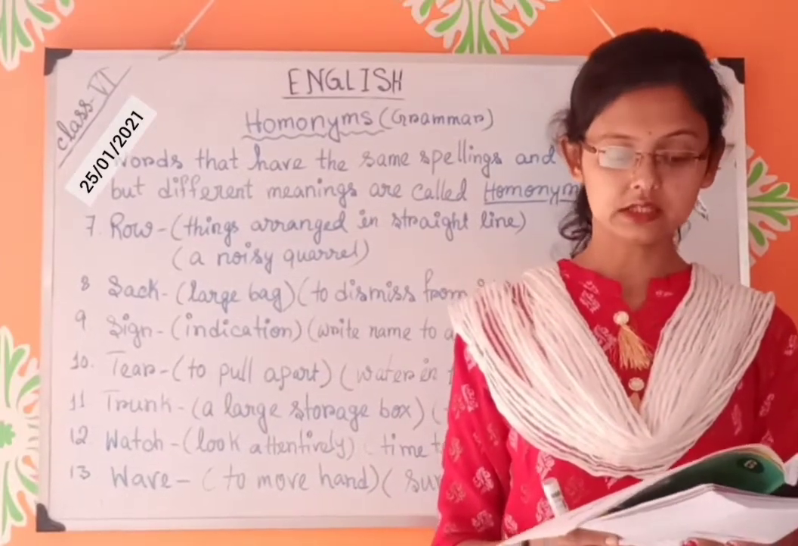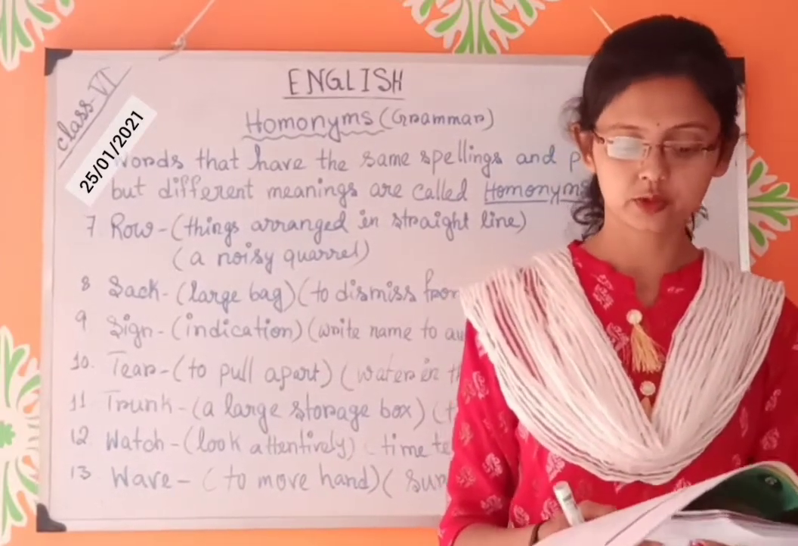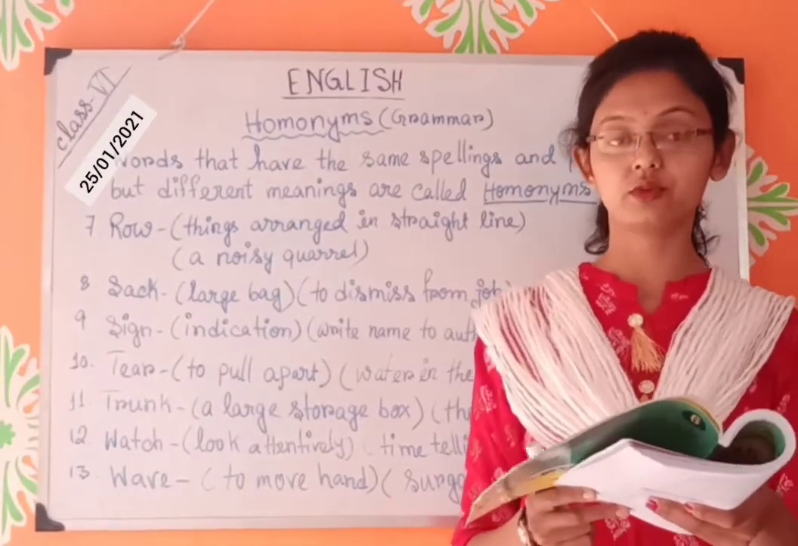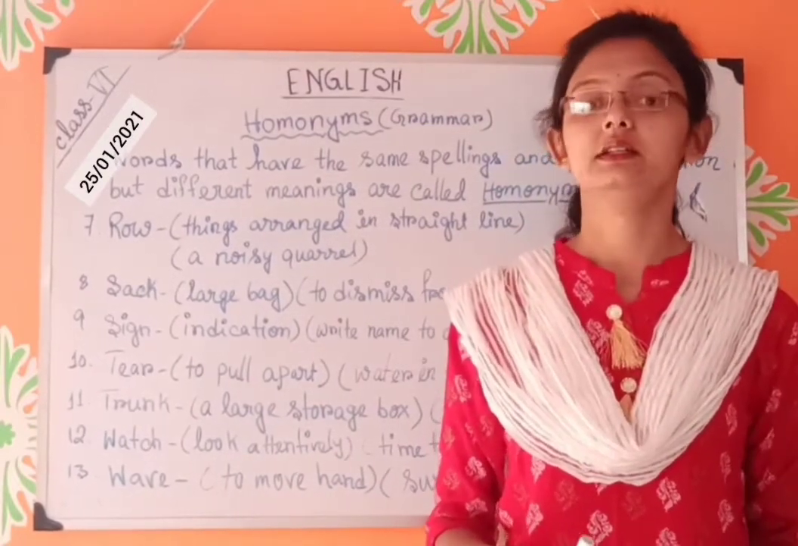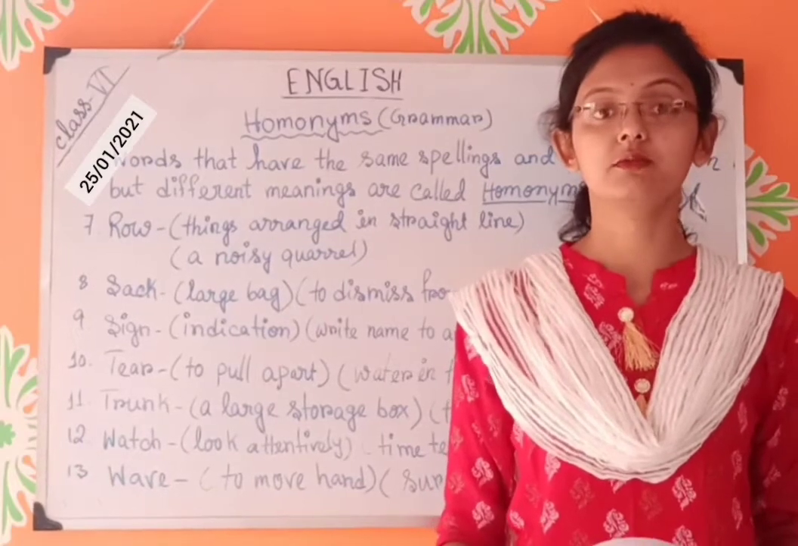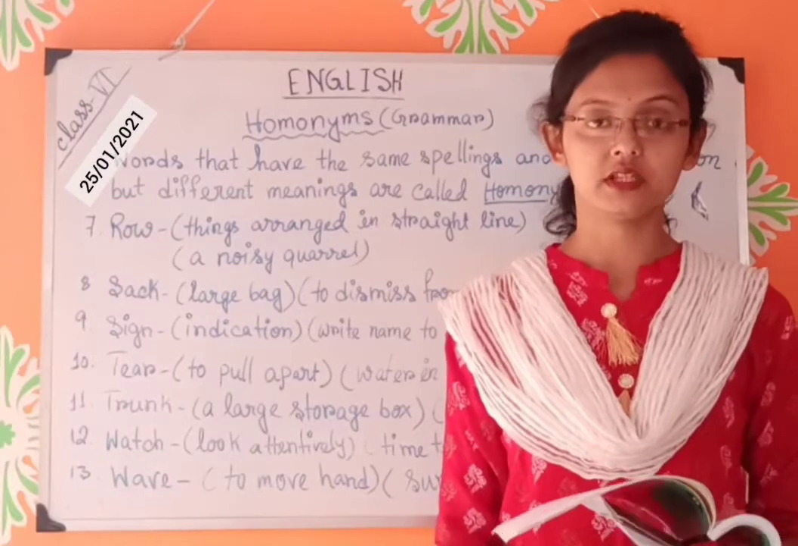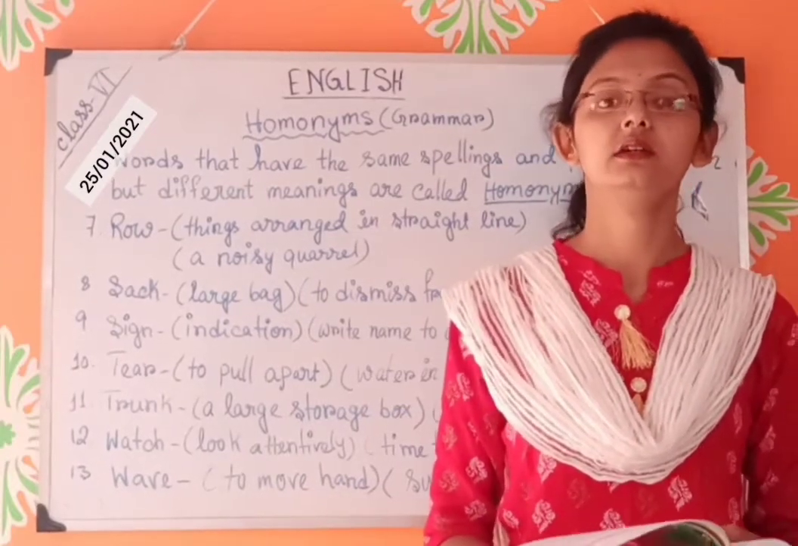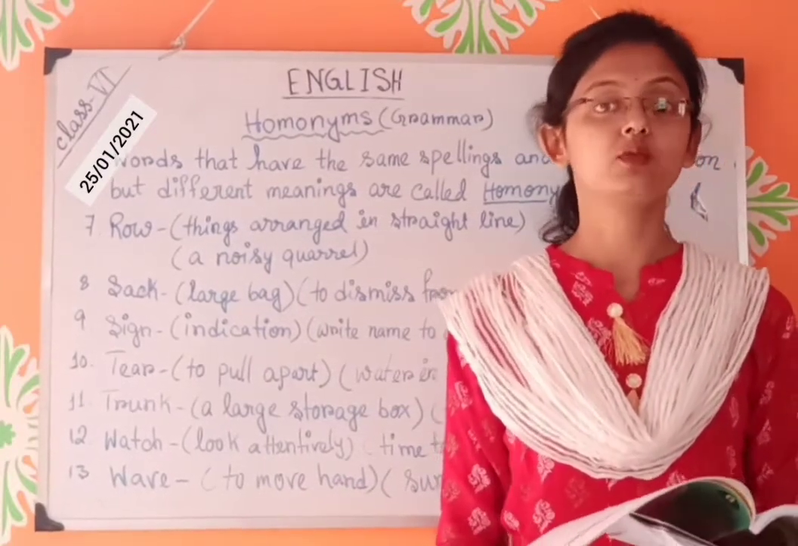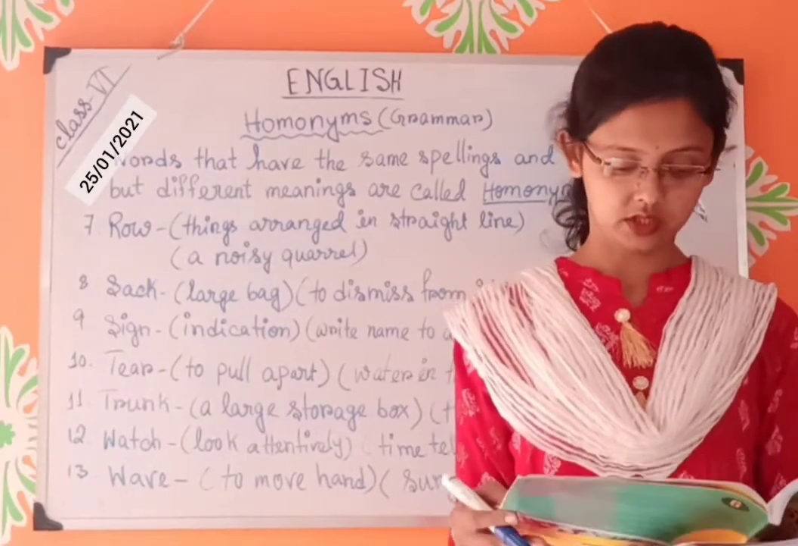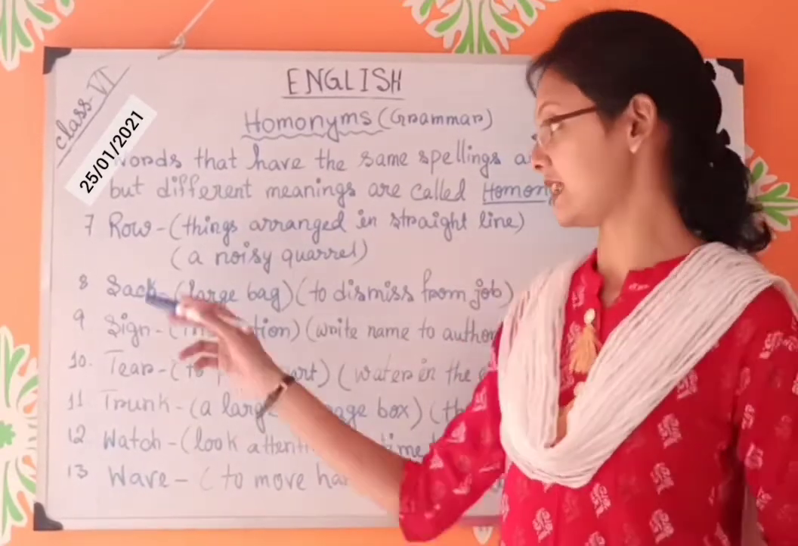Next, row means a noisy quarrel. We couldn't hear the music because of the row. It means that there is some noisy sound coming from the side places, and for that noisy quarrel we cannot hear the music.